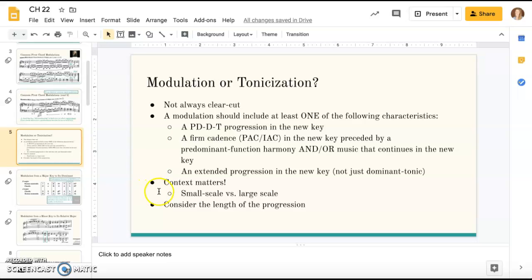So context matters. Basically, you're looking at how brief is this key change in the grand scheme of the piece, and consider the length of the progression. These two really reflect what is up here in these bullets.